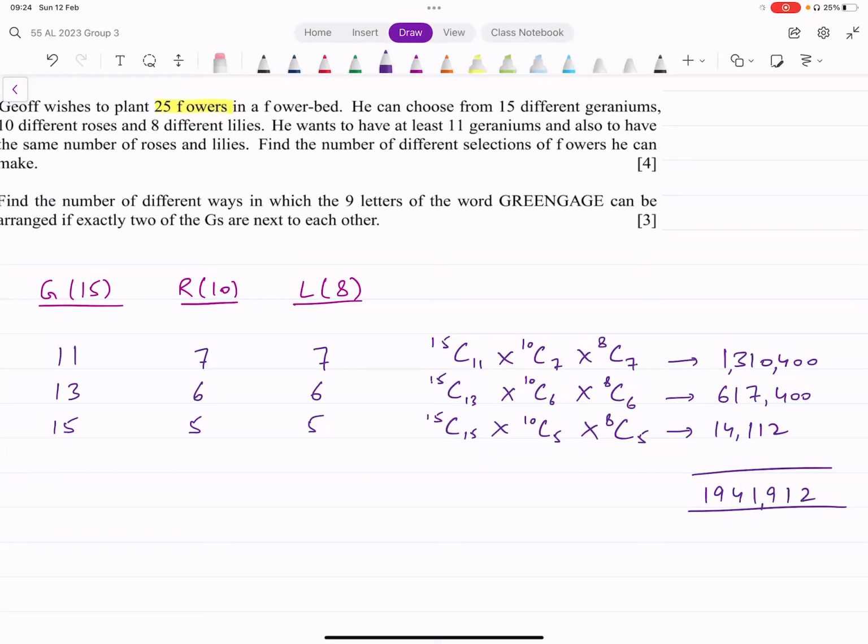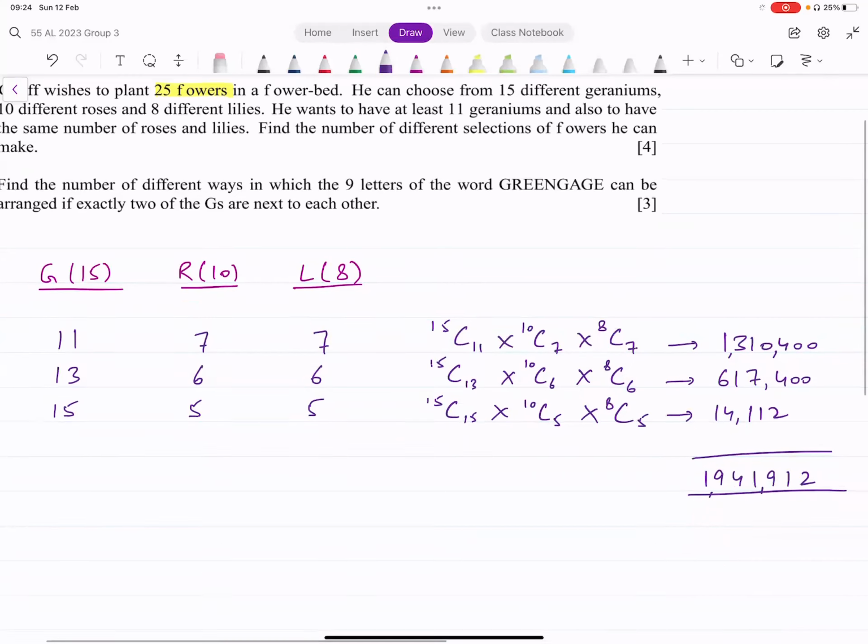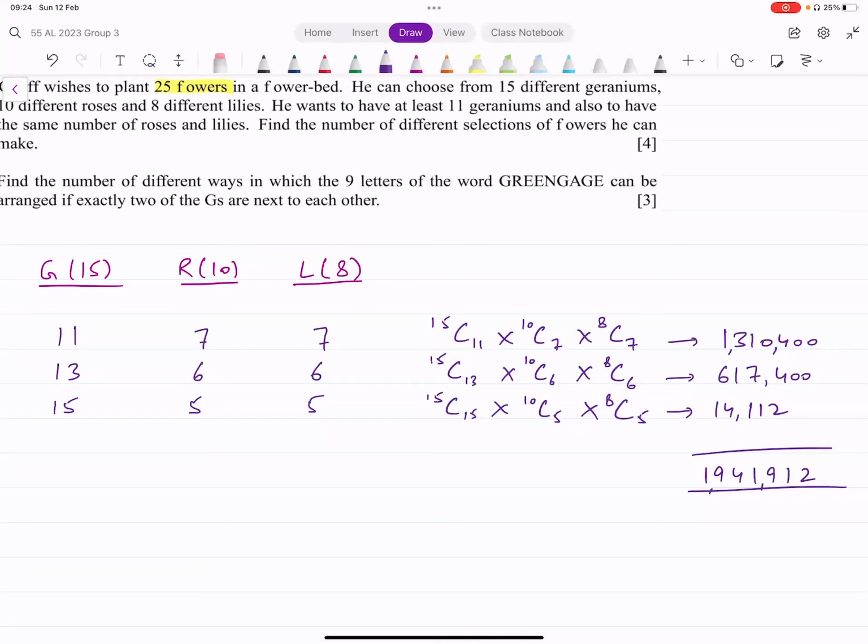1941,912. Okay, good. Thank you. So that's the total that we get at the end. This is the total number of selections that we could do in this case. All right, that was the first part. That was fairly standard.